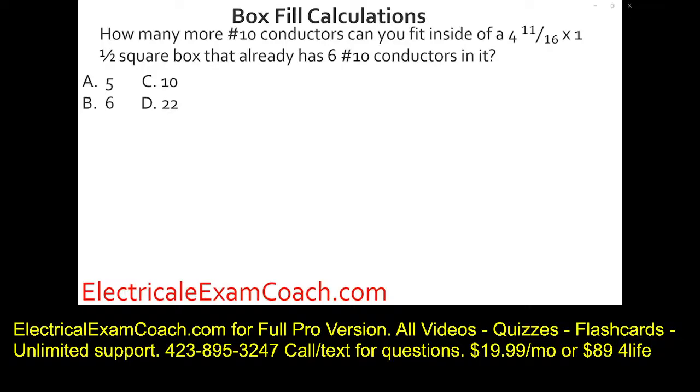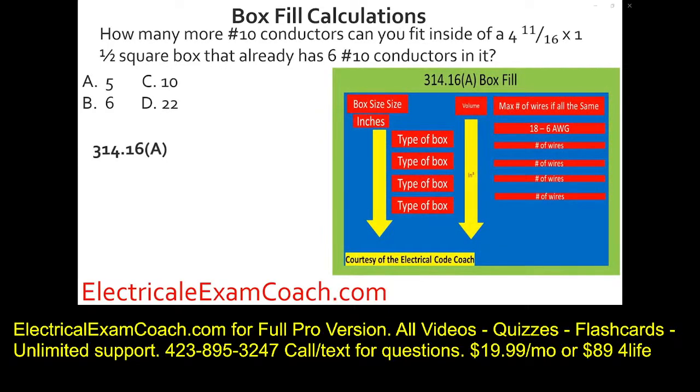How many more number 10 conductors can you fit inside of a 4 11/16 by 1.5 inch square box that already contains 6 number 10 conductors in it? Well, since both of these are of the same size, we can just do some simple math. First, we have to find out how many the box holds at all, and we find that it holds 11. Then we have to do some simple math. We already have 6 conductors, so we take our original 11 minus 6, and it lets us know that we can put 5 more inside of that box, and we select A.